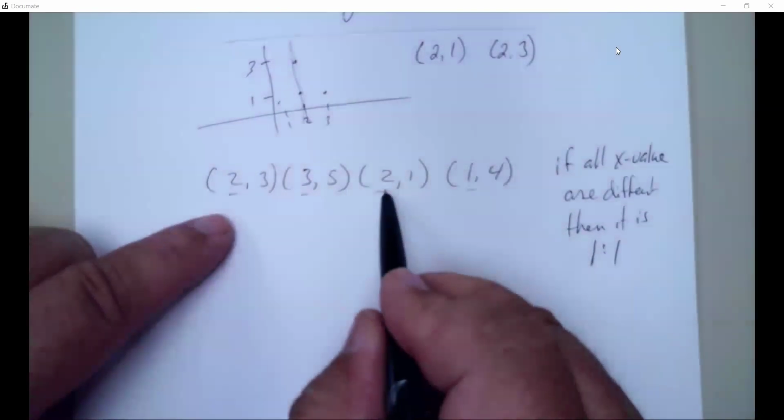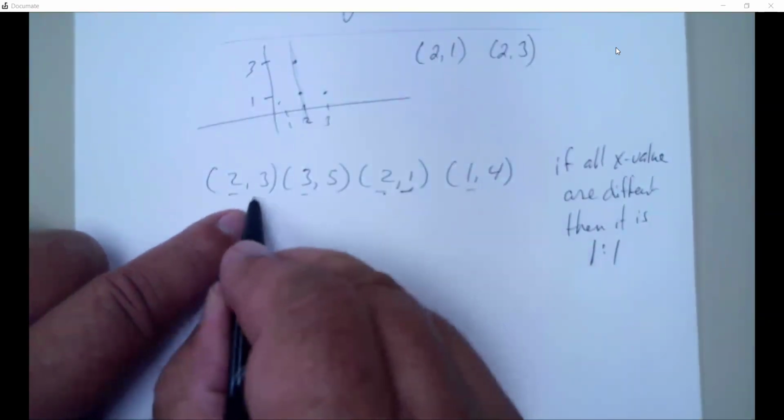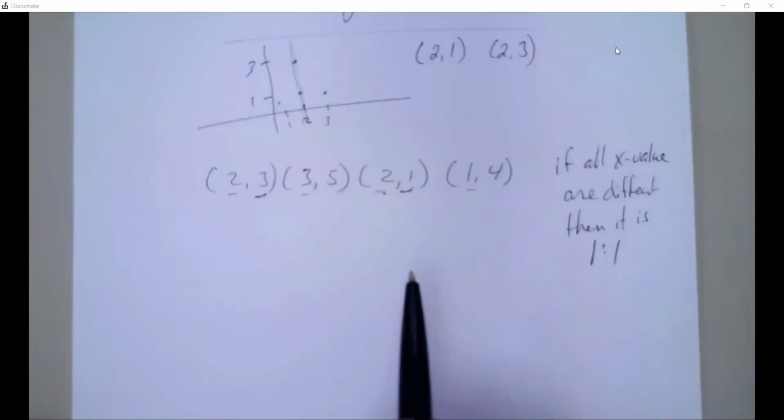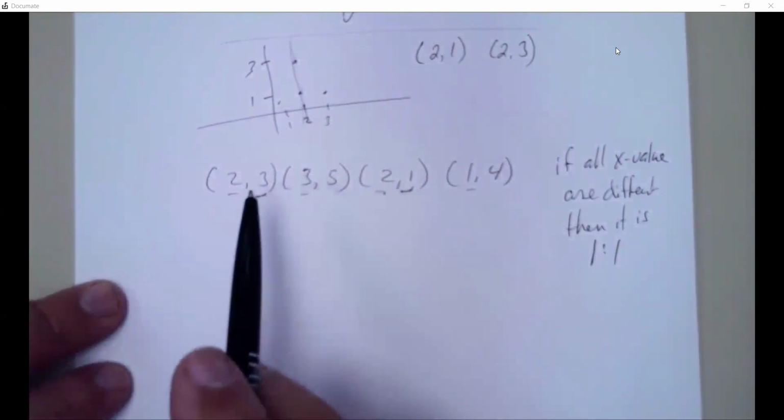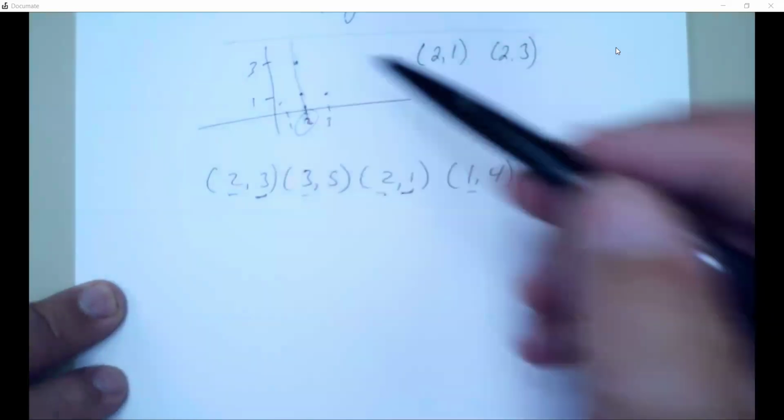Since we have two values of x that are the same, it's one-to-one only if the y values are the same. If the y values are different, then it's not one-to-one. In other words, each x can only have one y value pointing to it. To be one-to-one, an x value has to have one and only one unique y value. This is not one-to-one because it's the same x value with two y values.